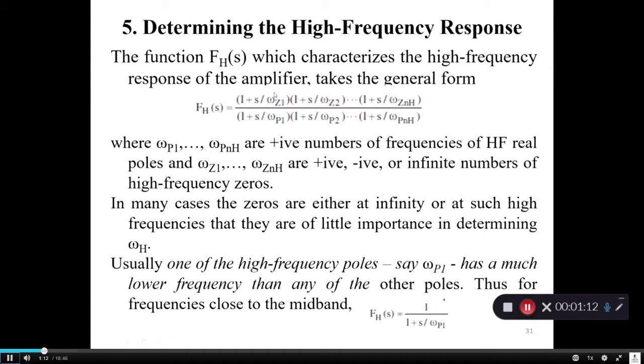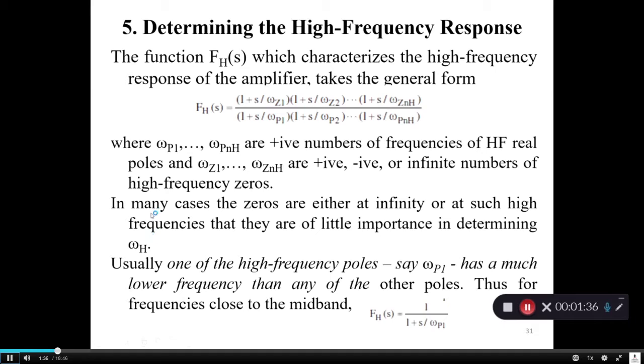omega Z may be positive, negative or an infinite number for high frequency zeros, and this one is the high frequency poles, which are positive and real numbers. Now in many cases zeros are either at infinity or at such high frequencies that they are of little importance in determining the omega h.